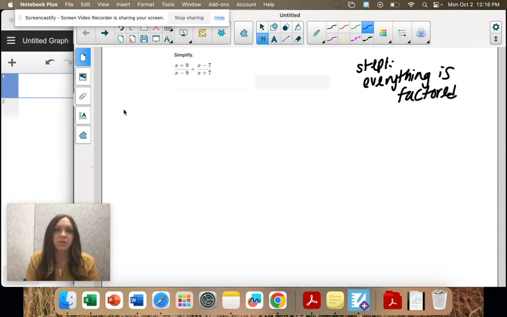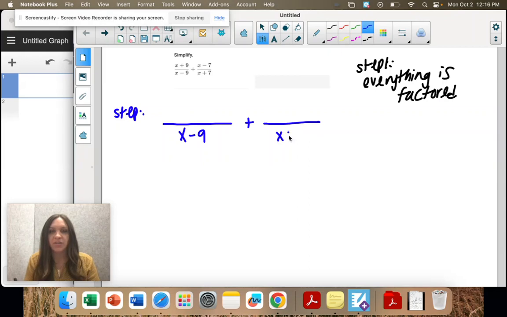And then step 2 is find the common denominator. So I'm looking at my denominators. I have x minus 9 and x plus 7. I'm totally ignoring the numerator right now. Doesn't matter. What matters is that these are the same, and they're not even close to being the same.